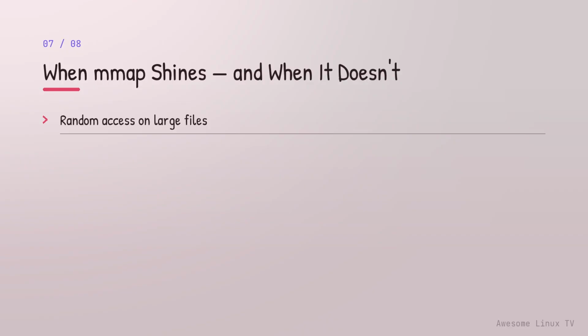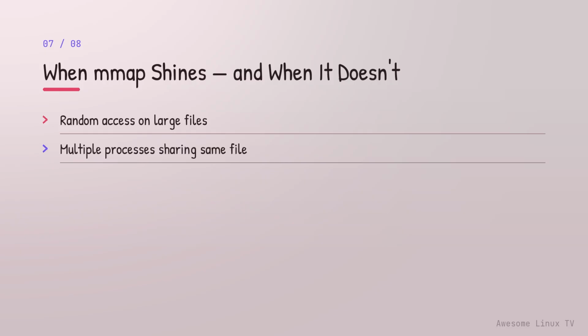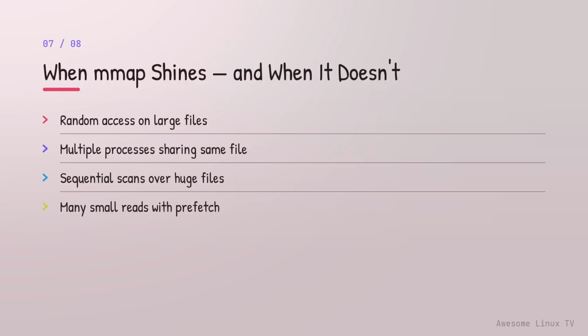mmap really earns its keep on random access workloads. Think databases jumping around a multi-gigabyte index file. It also shines when 2 processes map the same file and share those cached pages, which is how shared libraries work on Linux. But for a simple sequential scan of a massive file, read with a good buffer can actually be faster because the kernel can optimize the I/O pattern. And if you're doing lots of tiny reads, the per page fault overhead adds up. A buffered read amortizes that cost across bigger chunks. The right tool depends on how you touch the data.